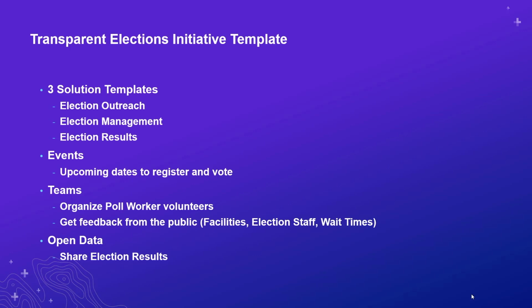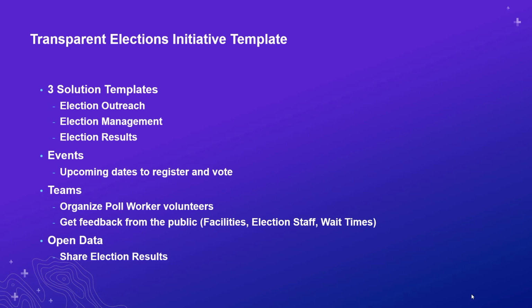And the election outreach solution template would also come with a site that would organize all of that content as part of the initiative. It would come with events on the site so I could promote upcoming dates about when I need to register by and when election day is. It would also come with teams so I could organize poll workers and volunteers who are going to work on election day. I could also promote a survey that would allow volunteers to sign up.